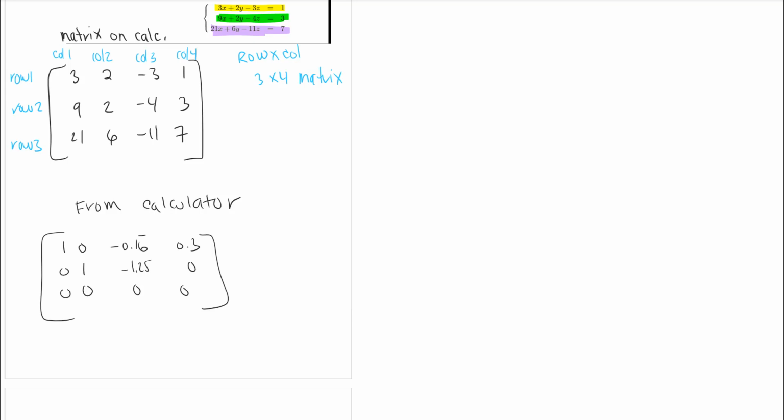Now, for this particular matrix, something weird is happening. Look at this bottom row. So the bottom row is all zeros.